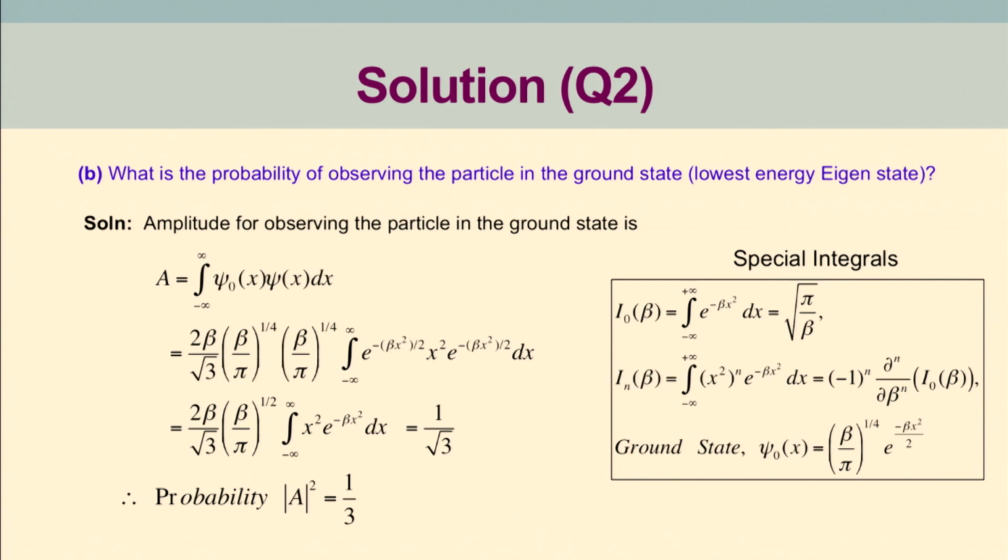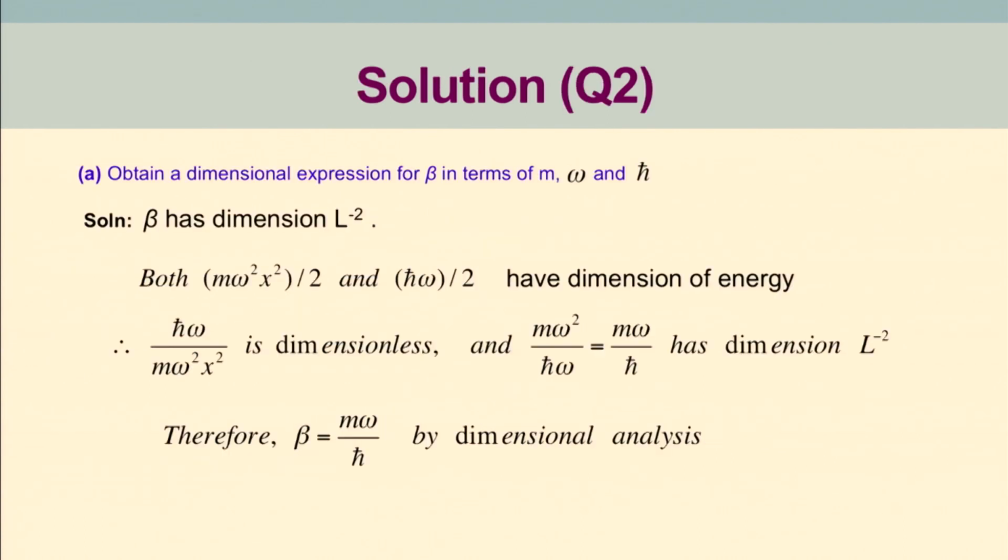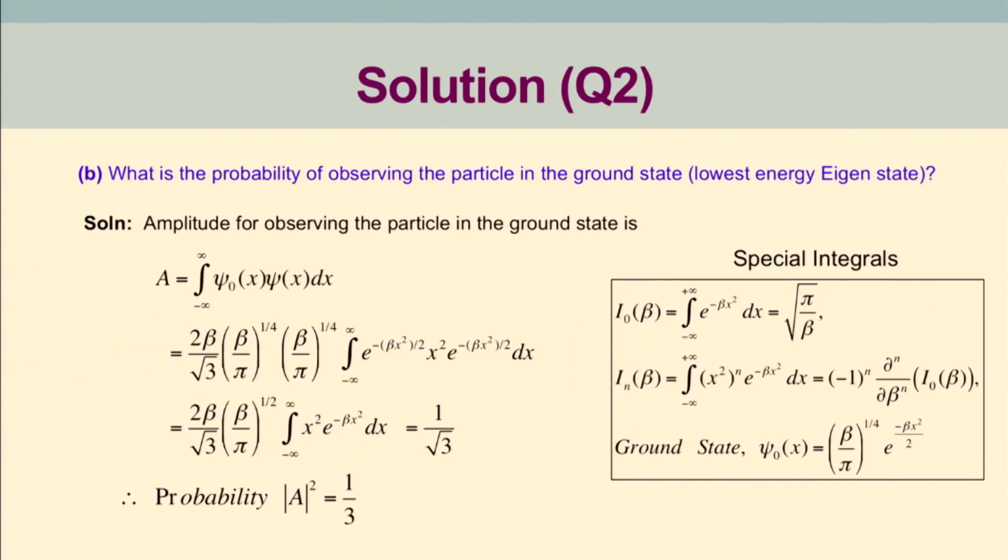The second part asks: what is the probability of observing the particle in the ground state for this particular wave function psi x, which is given here? This is something we learned before, that if a particle remains in a mixed state psi x, then the probability of finding the particle in a given state, say the ground state or first excited state or second excited state, can be calculated from this expression. So the amplitude for observing the particle in the ground state is this. This is in general true.